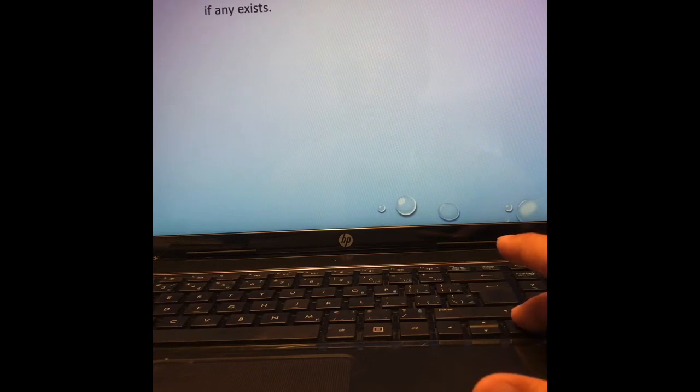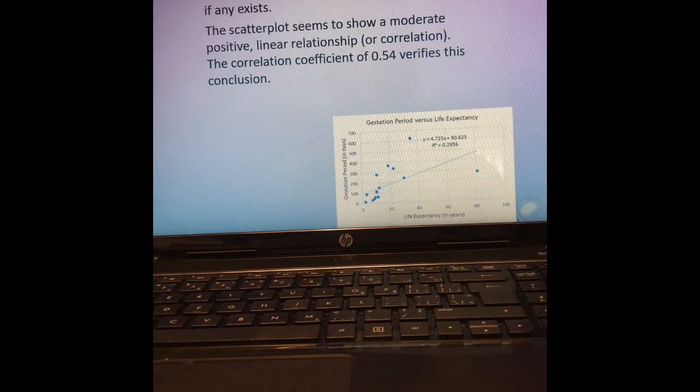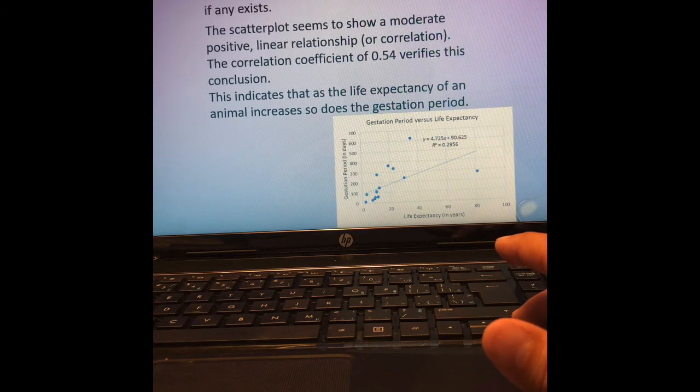So using Excel, you generate your scatter plot, and using the CORREL function you get a correlation coefficient R value of 0.54, which is a moderate positive linear relationship. Now correlation, that word can only be used for linear. Don't use that word if it ends up being a curve, that's best. So there's your second step, scatter plot and correlation. So you show your linear. So as life expectancy of an animal increases, so does gestation period.